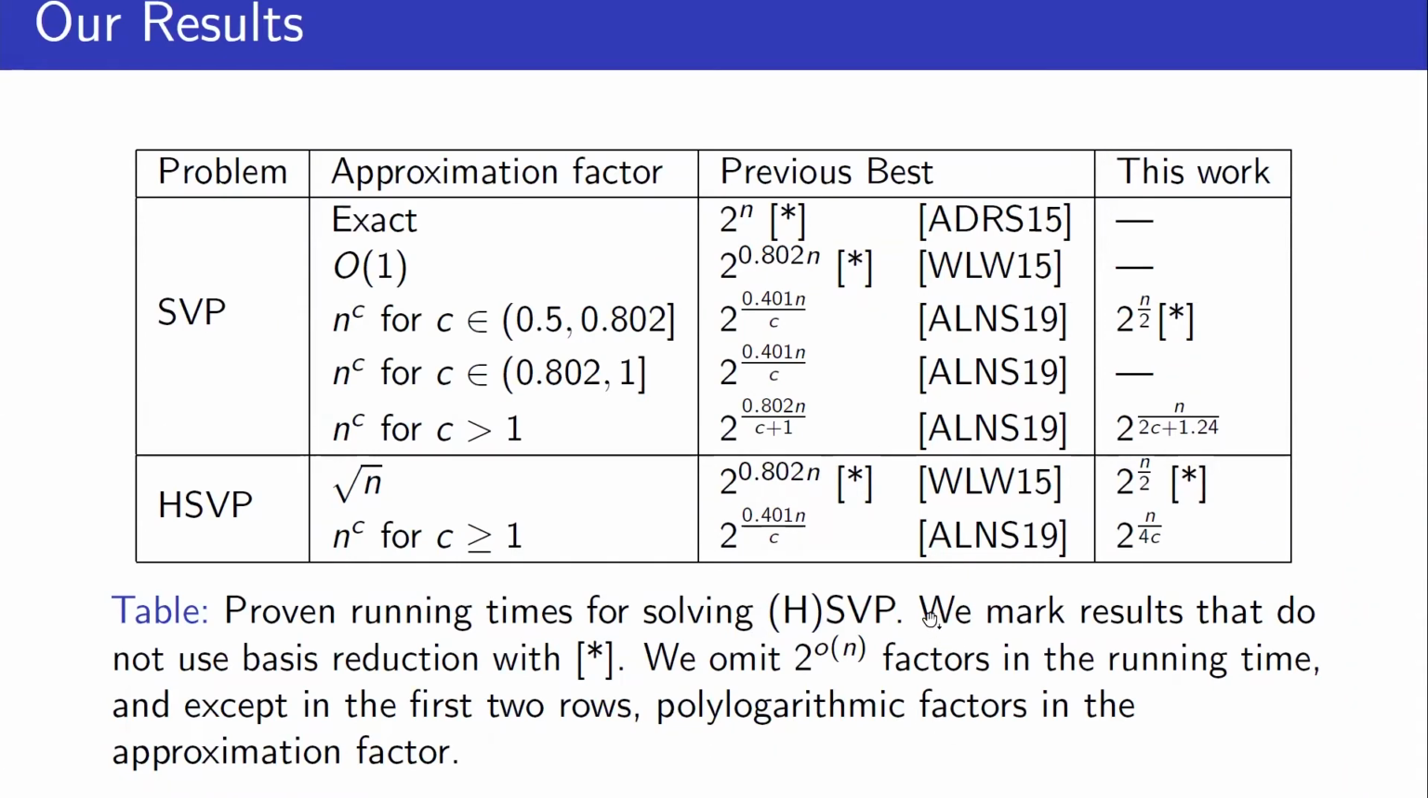And here are the final results of what our algorithm manages to do. So basically for the approximation factor being square root n, we improve on previous works for both SVP and HSVP. And also for larger approximation factors, typically when c is larger than 1, for n to the power of c, we also make improvements via the basis reduction algorithm. And I'll talk a little bit more about this basis reduction algorithm towards the end of the presentation.